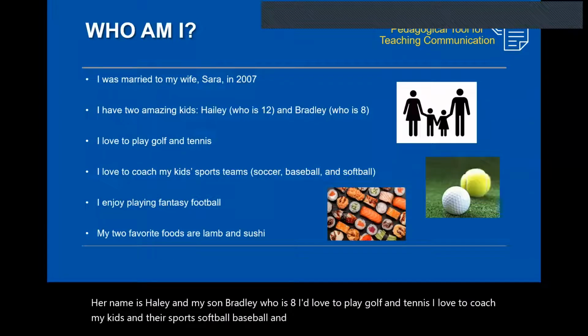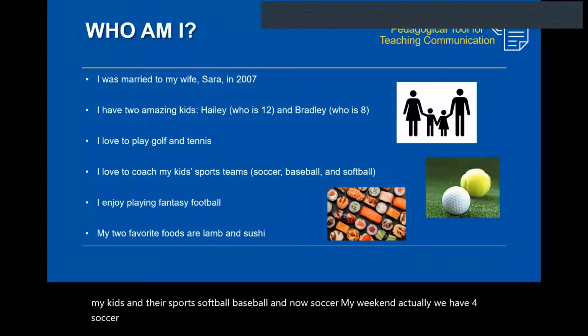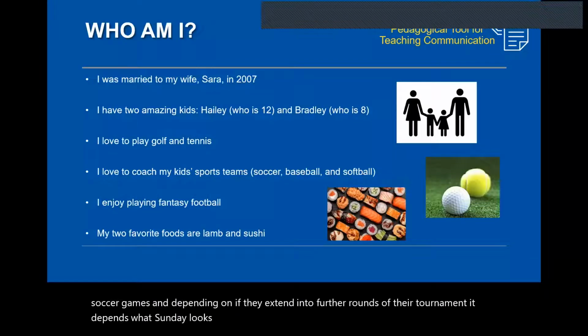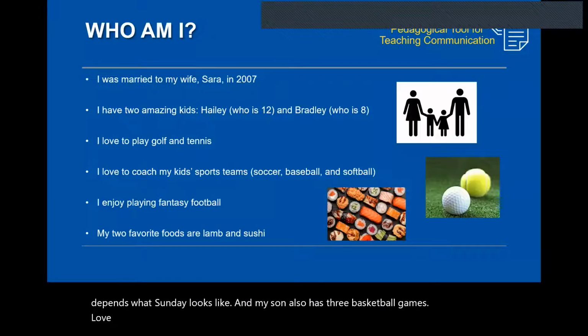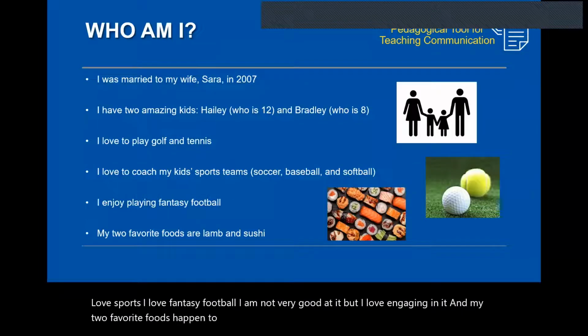My weekend, actually, we have 4 soccer games, and depending on if they extend into further rounds of their tournament, it depends what Sunday looks like. And my son also has 3 basketball games. Love sports. I love fantasy football. I am not very good at it, but I love engaging in it. And my 2 favorite foods happen to be lamb and sushi.